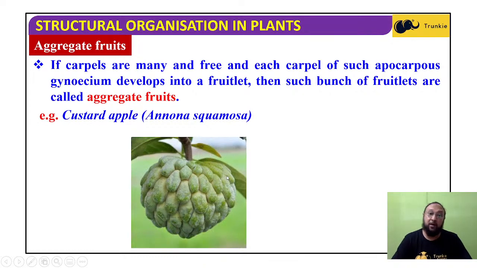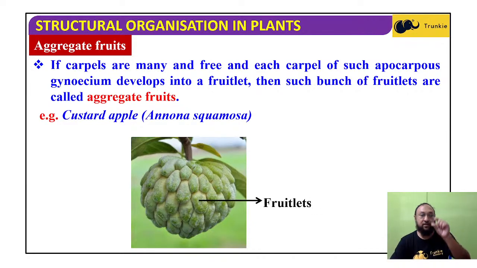Like custard apple, Annona squamosa. This is an aggregate fruit, made of fruitlets. Each one is a fruitlet, and together they form the fruit, but there are small fruitlets.